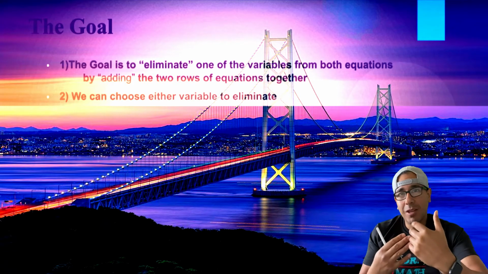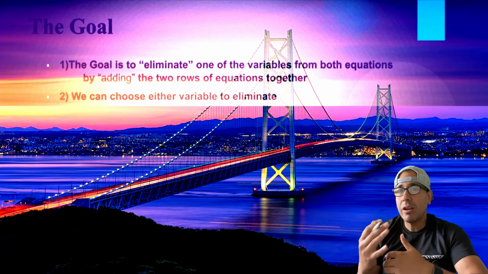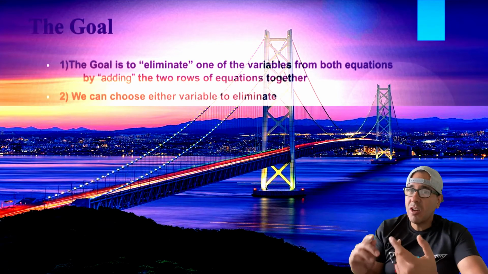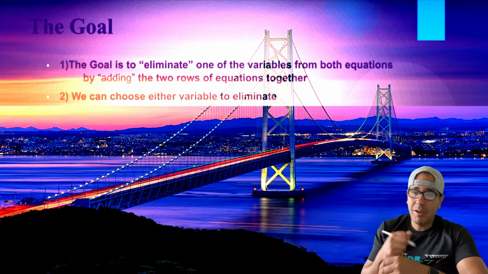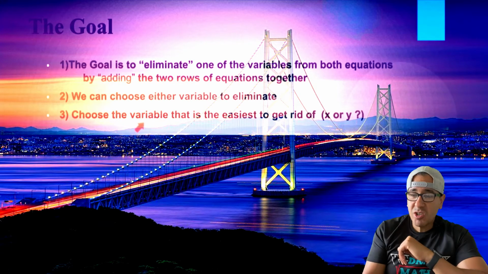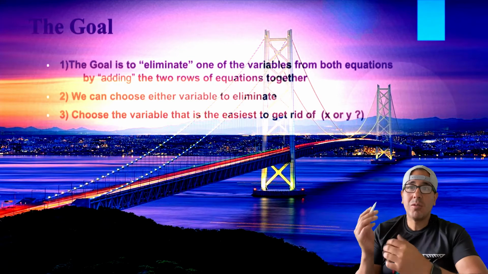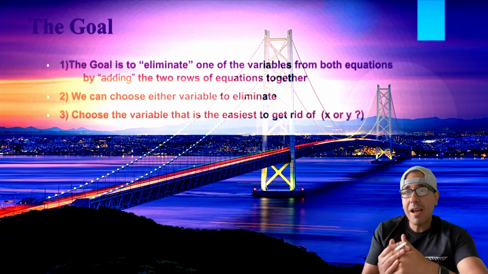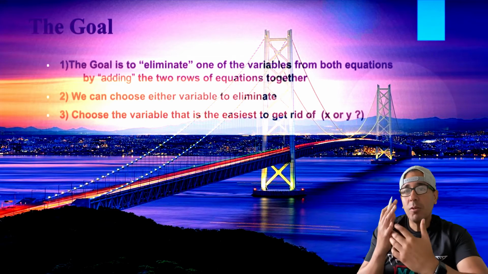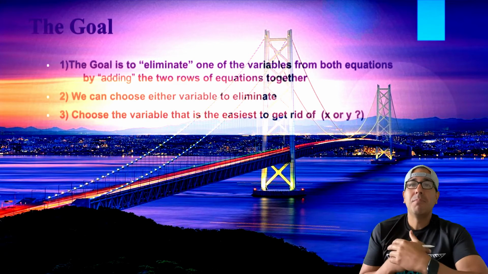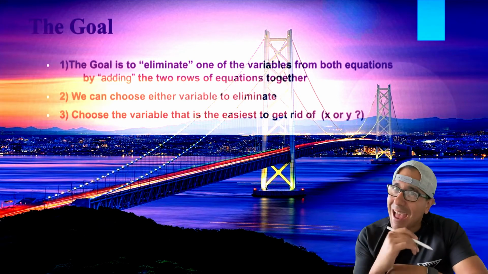Later on, you'll get used to working with different variables, but right now we'll just refer to it as x and y. But again, the letters don't matter. Choose one of them, get rid of it. Get rid of one variable. Step 3, you're going to choose the variable that's the easiest to get rid of. Is the x easier? Is the y easier? I'm going to take you through my thought process so that you know. But what's nice is even if you choose the harder one, you'll still get the same answer. But I want to work smart, not hard.